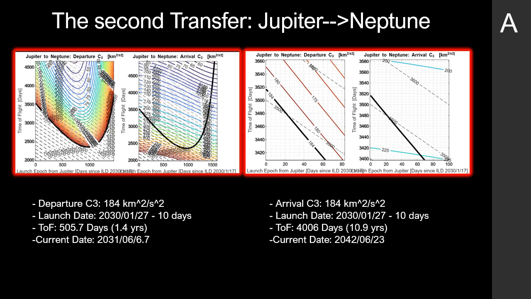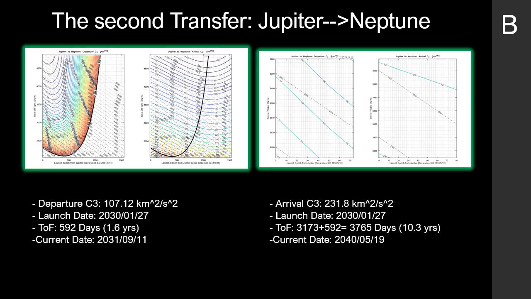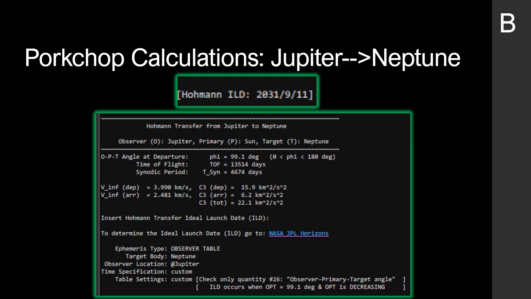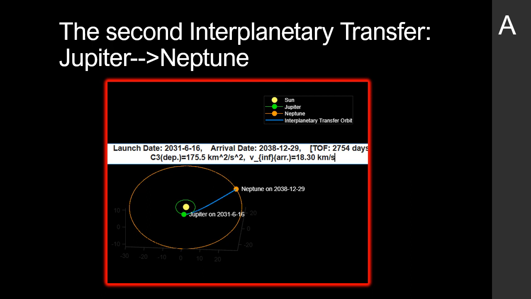And here for the second transfer of Arc A, both departure and arrival have the same C3 of 184. The second transfer in Arc B has a more accurate C3 of 107.1 and an arrival C3 of 231.8. For Arc A, we have a completely incorrect C3 of 22.1. For Arc B, we also have a C3 of 22.1. For Architecture A, the time of flight for the second interplanetary transfer is about 2,700 days, while the velocity of arrival is about 18.3 kilometers per second.